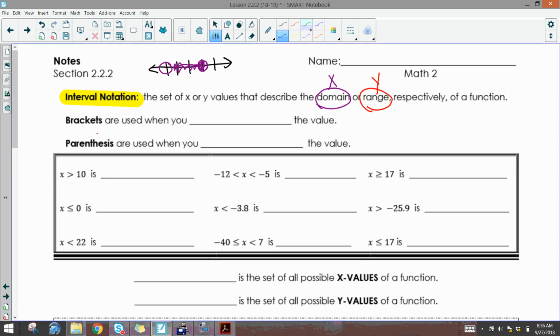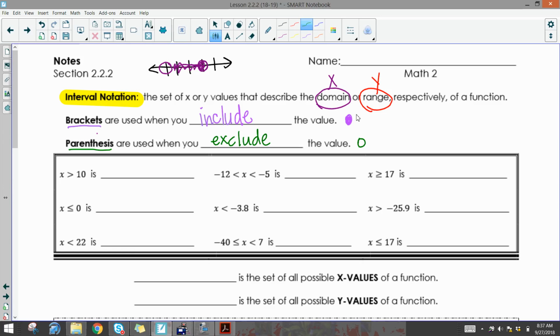However, instead of doing it with open and closed circles, we are going to use brackets and parentheses. So brackets are used when we want to include the value. That is similar to your closed circle when you used to graph on a number line. Okay. And parentheses are used when we want to exclude the value. And so that is your open circle when you used to graph on a number line.